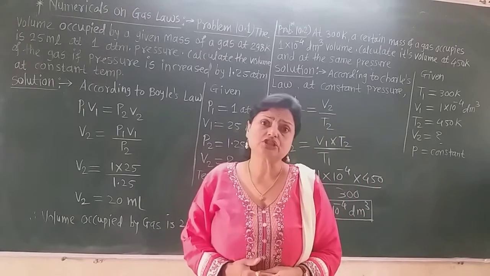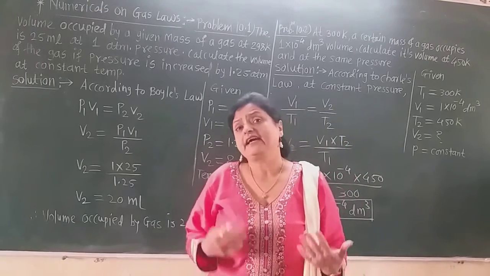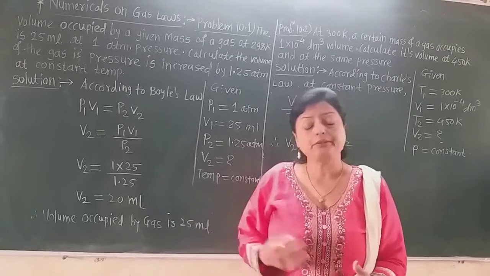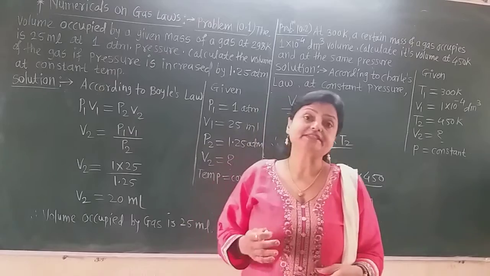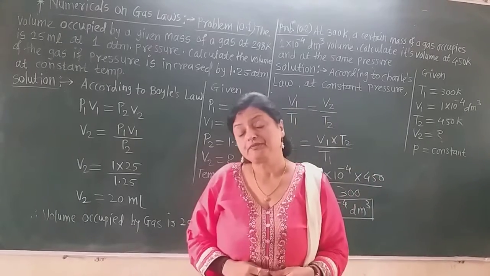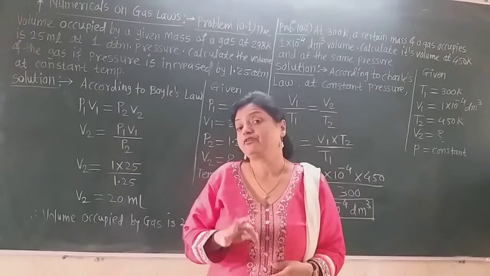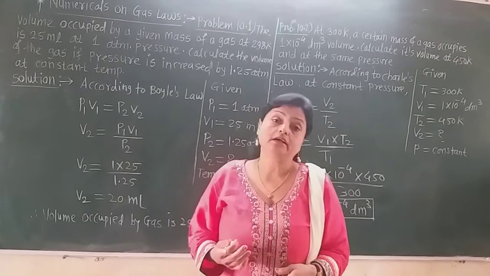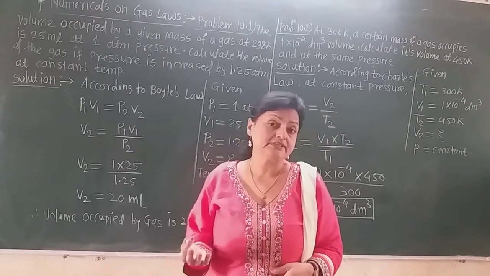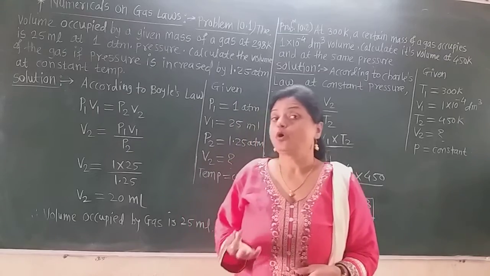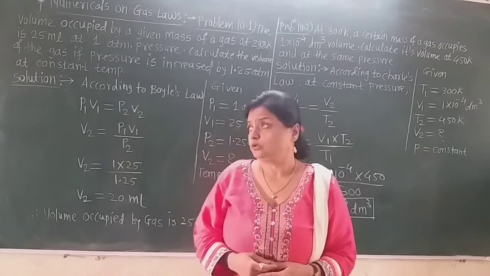If it is Charles law, we know that in Charles law the volume is directly proportional to the absolute temperature at constant pressure. That means pressure is constant. So if two different volumes and one temperature, or two different temperatures and one volume are given, and they ask to calculate the other volume, and the words same pressure, similar pressure or constant pressure appear, then definitely that numerical is on Charles law.